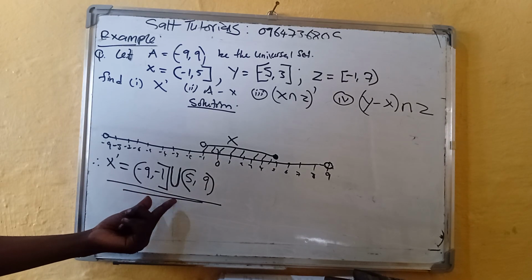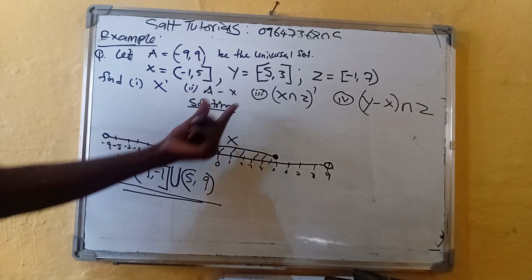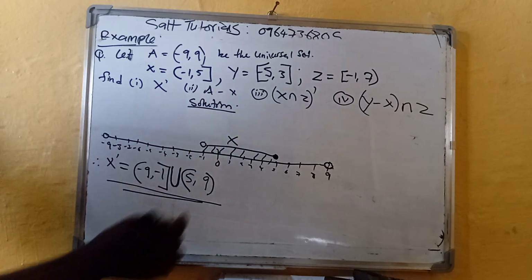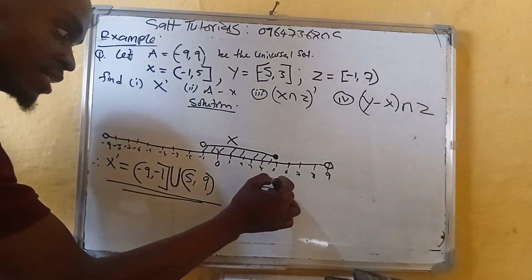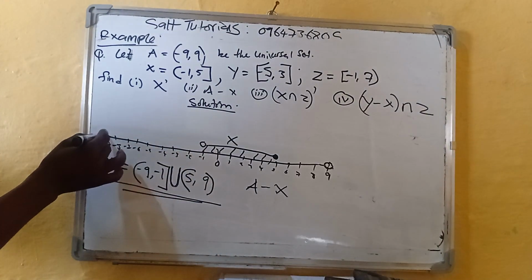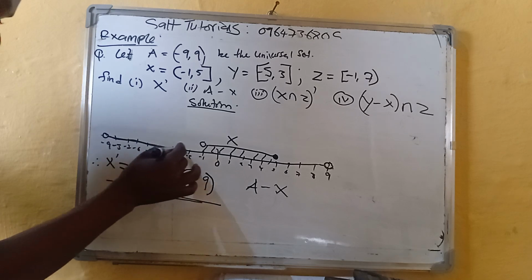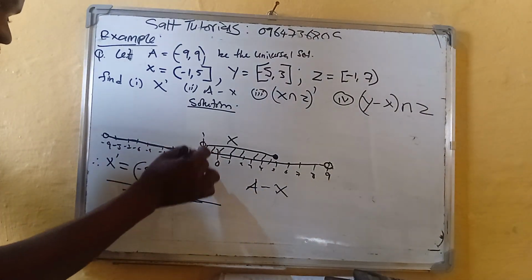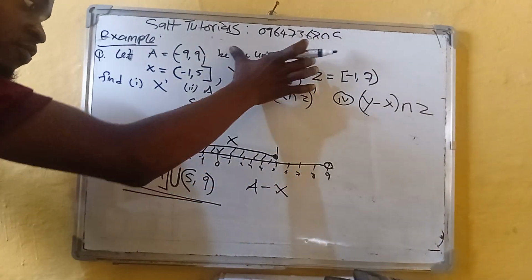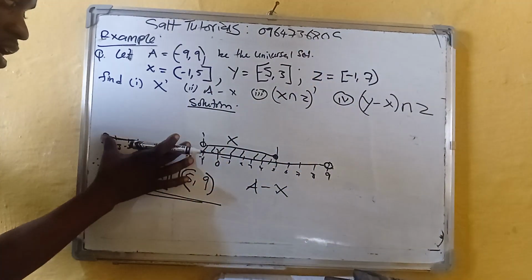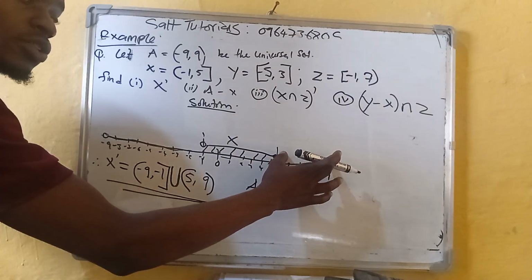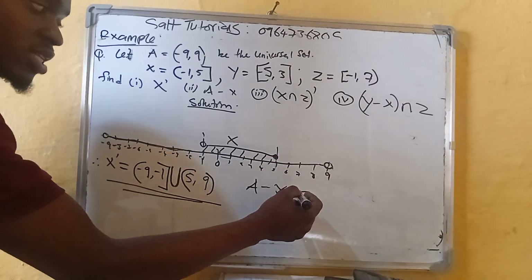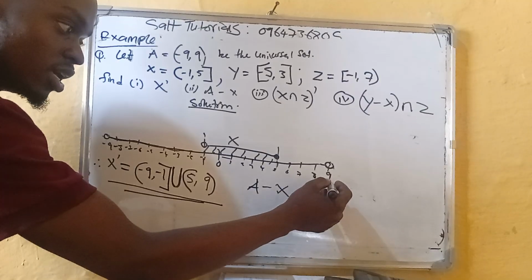If you look at this and you look at A minus X, it's basically the same. A minus X means in the universal set A, remove the part which is X. So I'm going to remove this portion. If I remove it, what portion is going to remain? It is this portion or that portion. So basically A minus X is the same as what? X complement.